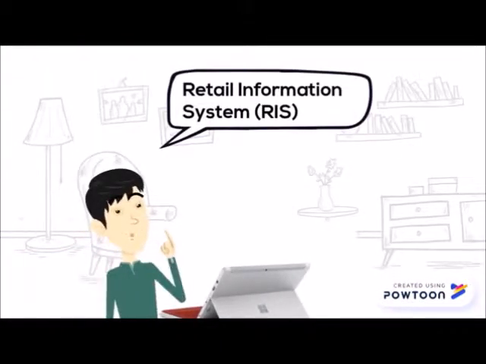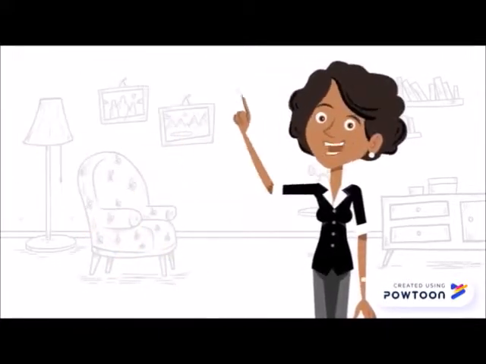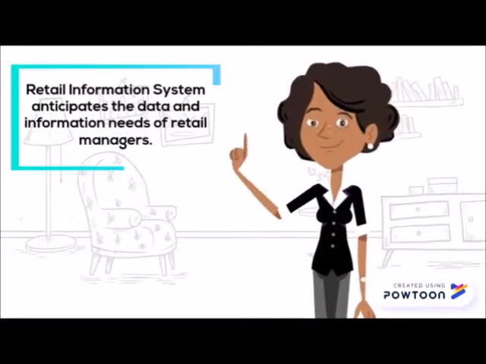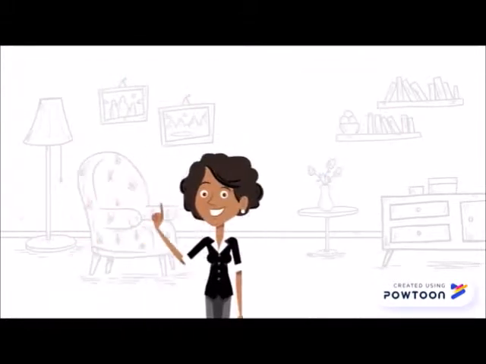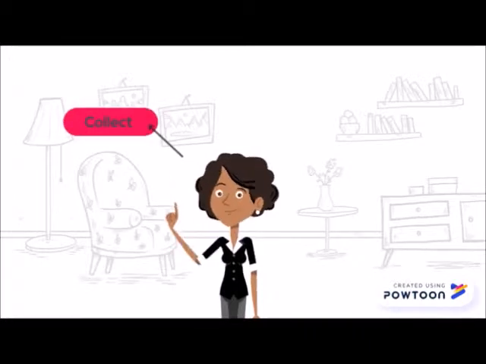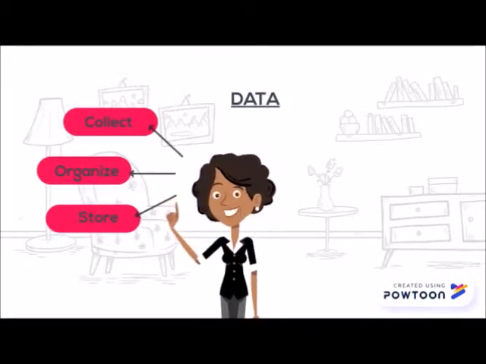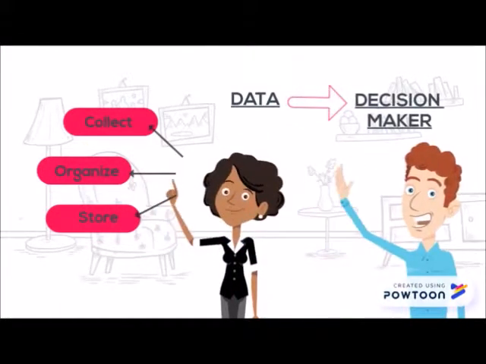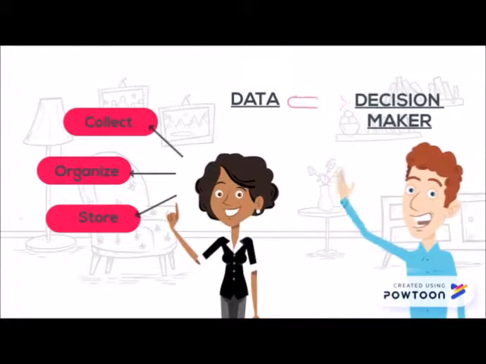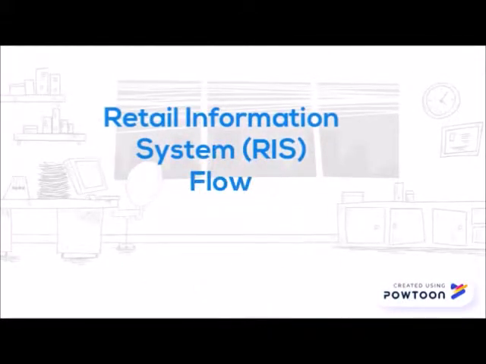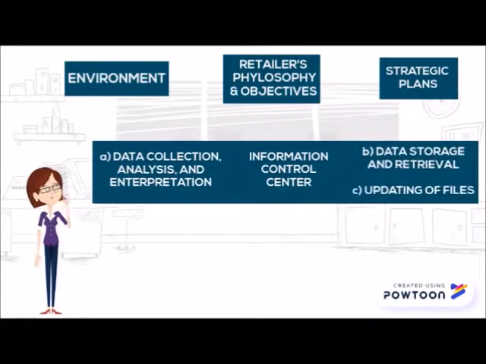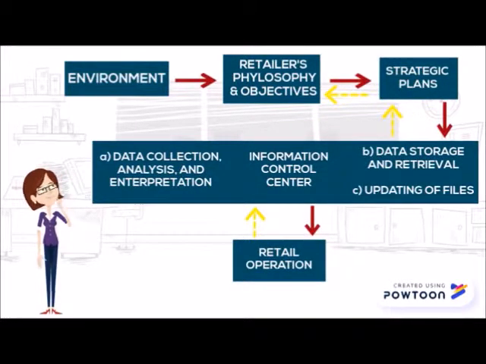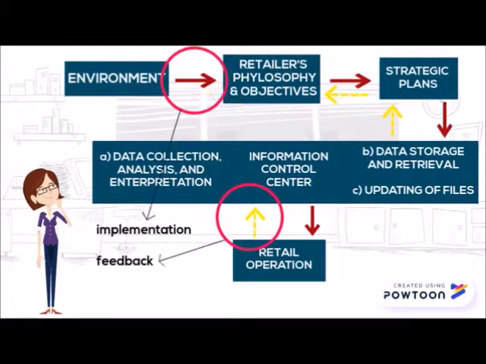Now, move on to the Retail Information System. The Retail Information System anticipates the data and information needs of retail managers. Retail managers continuously collect, organize, and store relevant data and direct the flow of information to decision makers. A retailer begins with its business philosophy and goals, which are influenced by environmental factors such as competitors and the economy. Then, they provide broad guidelines and direct strategic planning.